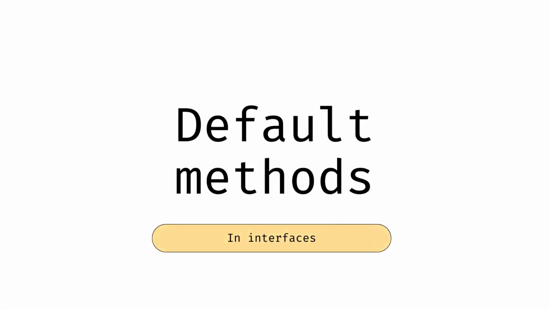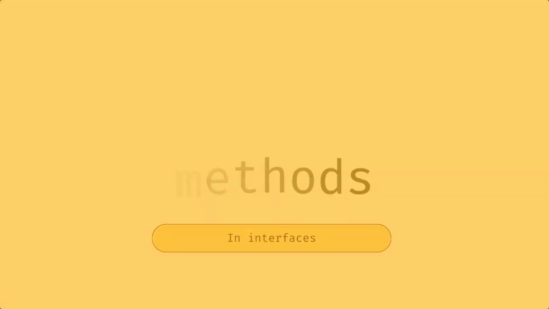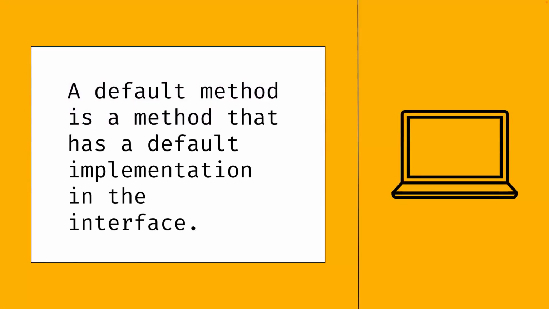In this video, we'll look at default methods in interfaces. Java 8 introduced the concept of default methods in interfaces. A default method is a method that has a default implementation in the interface. This means that the method does have a body, and instead of the semicolon, it has the curly braces with the implementation in between.